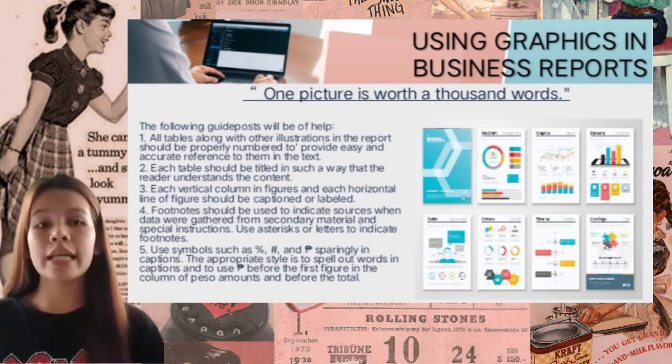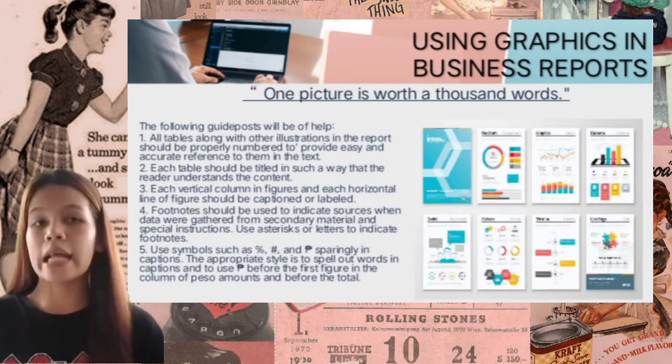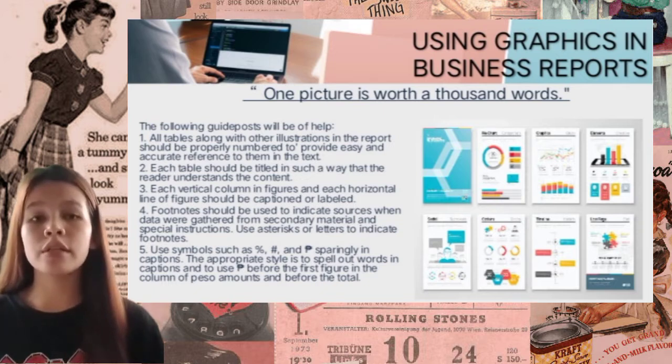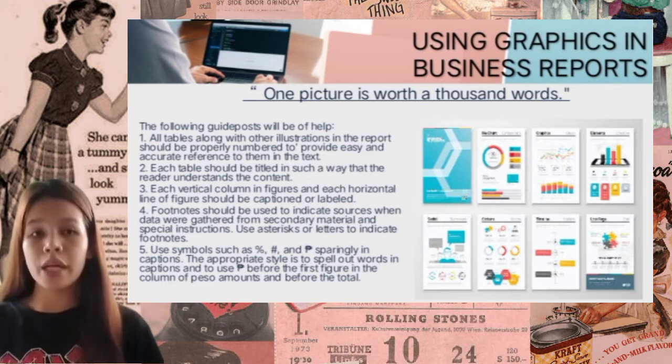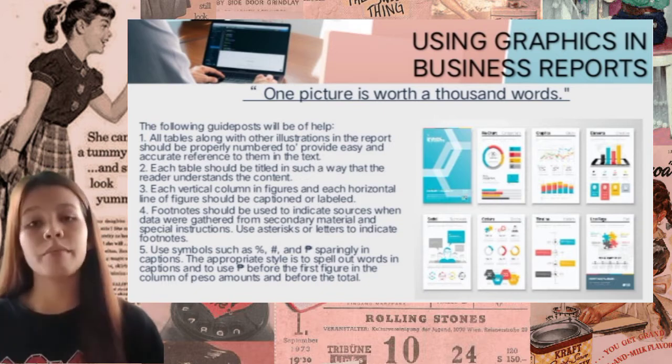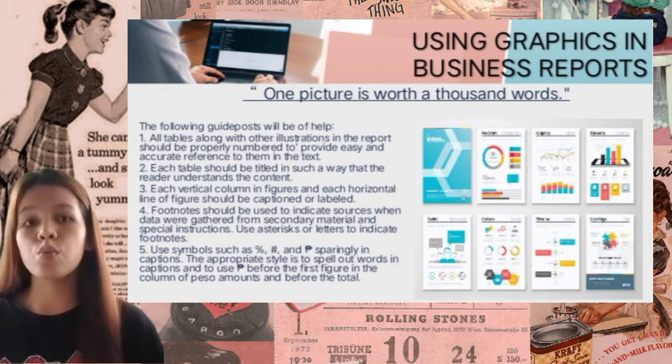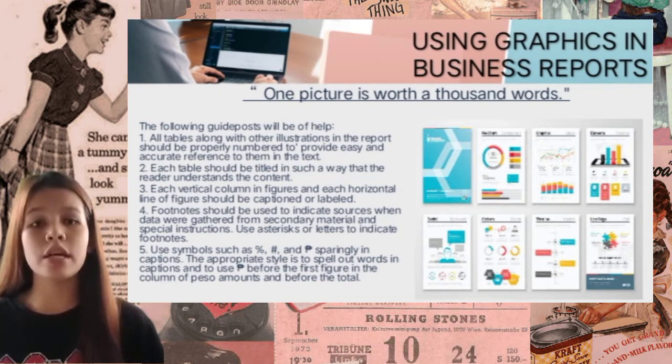Number 2. Each table should be titled in such a way that the reader understands the content. Number 3. Each vertical column in figures and each horizontal line of figures should be captioned or labeled. Number 4. Footnotes should be used to indicate sources when data were gathered from secondary material and special instructions. Use an asterisk or letter to indicate footnotes.